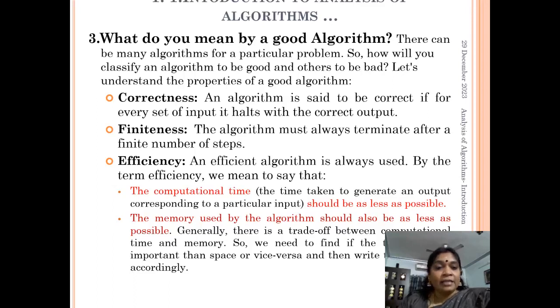Then the next property is finiteness. The algorithm must always terminate after a finite number of steps, which means that it should not go into an infinite loop.